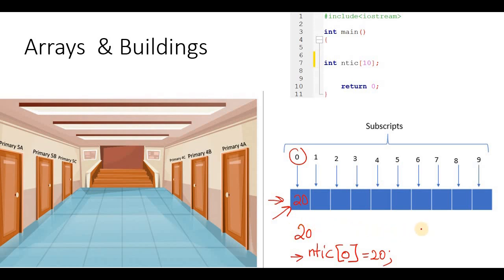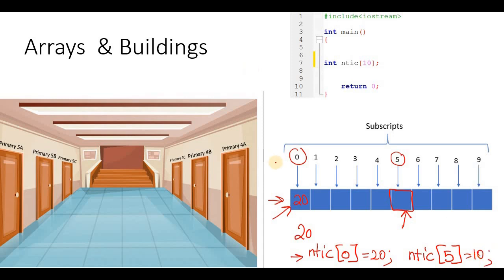Let's say I want to store number 10 to the sixth element of an array. The sixth element of an array is this. Let's write NTIC, brackets, and in the brackets, I'm going to write the subscript of this element. The subscript of this element is 5. So NTIC sub 5 equals 10.